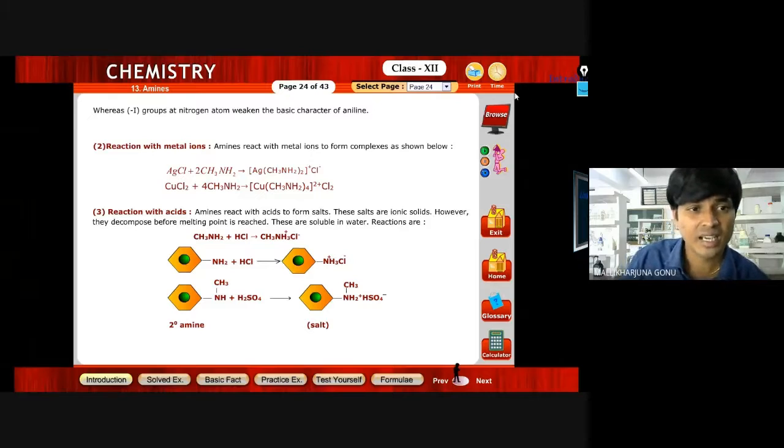Okay, next is reaction with metal ions. What is the next? Reaction with metal ions. I hope you can see my screen, Aishwarya.